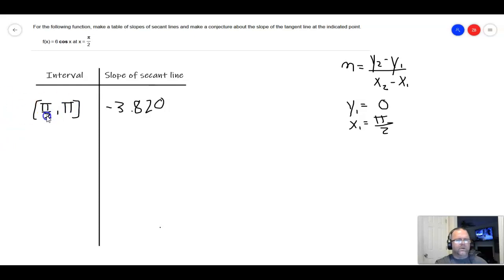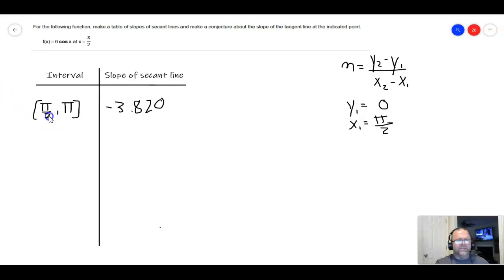Okay, now the next one, what I want to do is move closer to pi over 2. So I want something that's not as far away as the pi is. So I could try to do something like some value between pi over 2 and pi. I could do like a midpoint formula, like add them up, divide by 2. That would be like a 3 pi over 4.